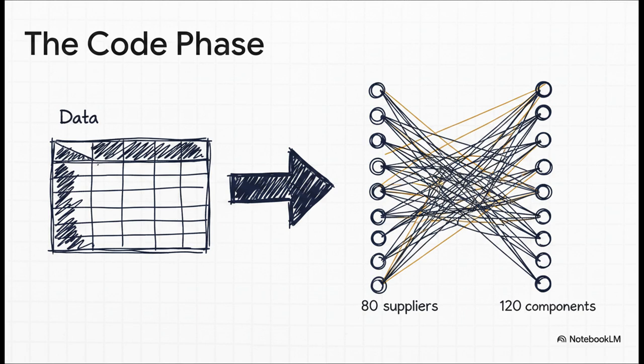We're providing a dataset for a synthetic bipartite supply network. We're looking at roughly 80 suppliers, 120 components, and about 600 edges linking them all together. The code is going to show you exactly how to pull this tabular data and construct a graph object that you can actually run computations on.